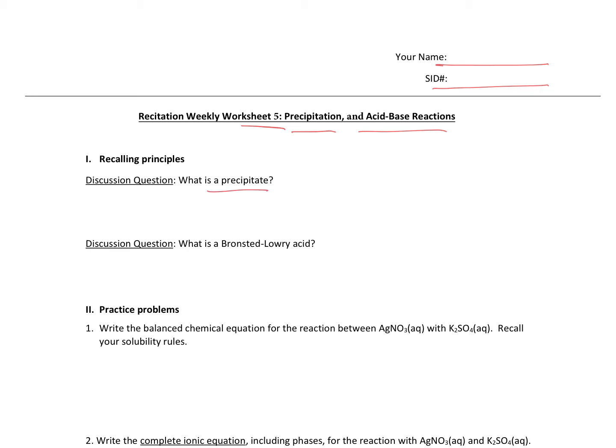So what is a precipitate? A precipitate is an insoluble ionic compound which is formed in solution. So when you're mixing two solutions and the new ionic compound is insoluble in the solution, it crashes out.